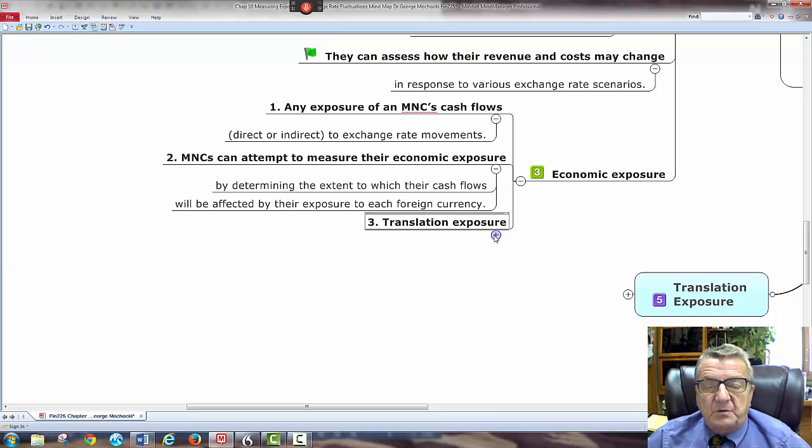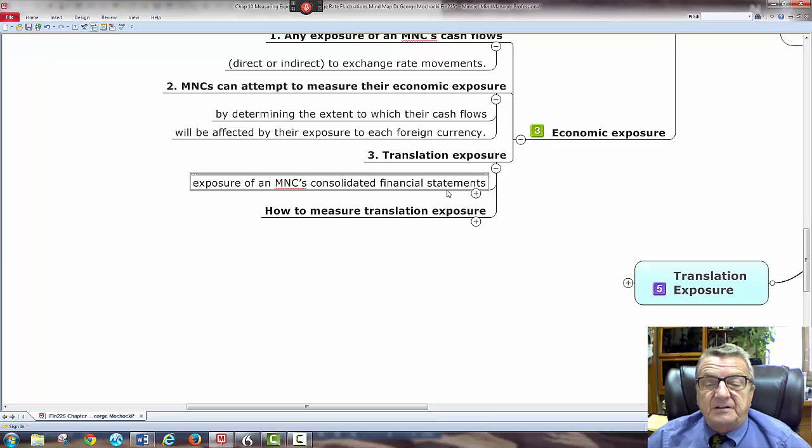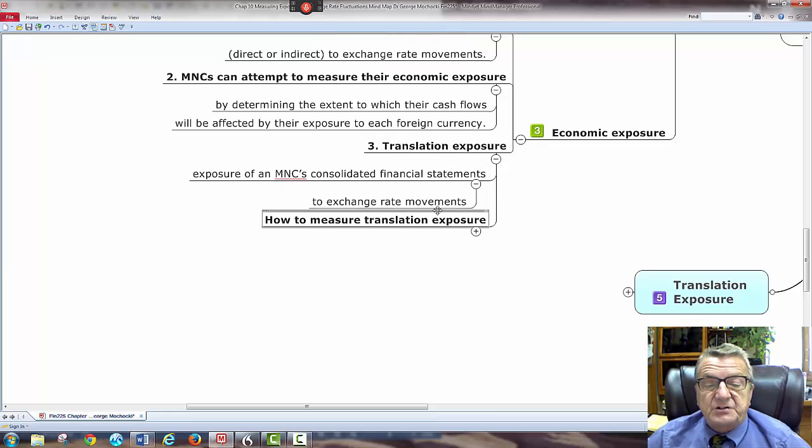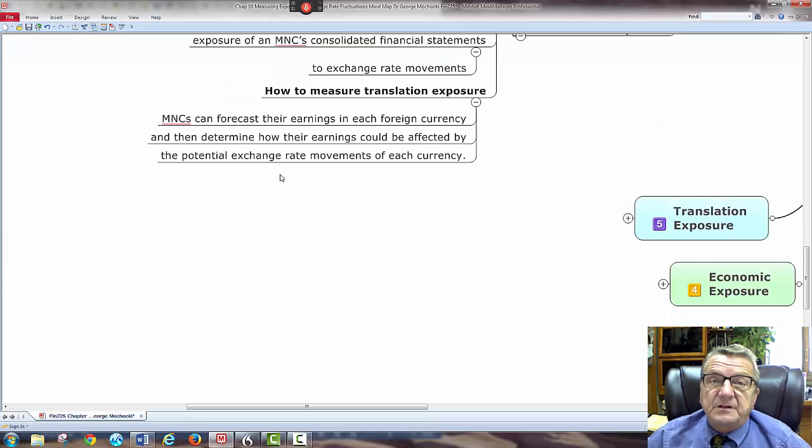Okay, translation exposure is the exposure of the MNC's consolidated financial statements to exchange rates. Okay, how to measure translation exposure. Again, an MNC can forecast the earnings in each foreign currency and then determine how the earnings could be affected by potential exchange rate movements for each currency.